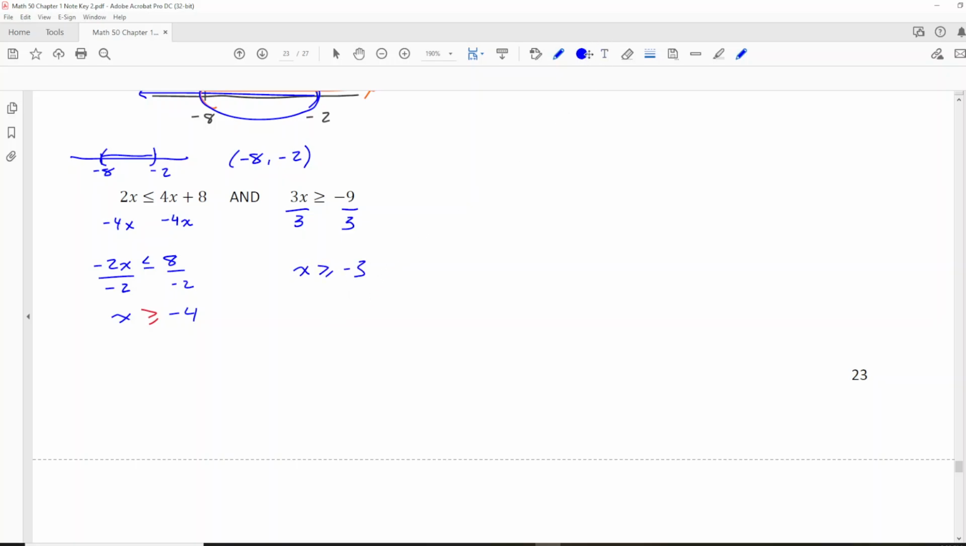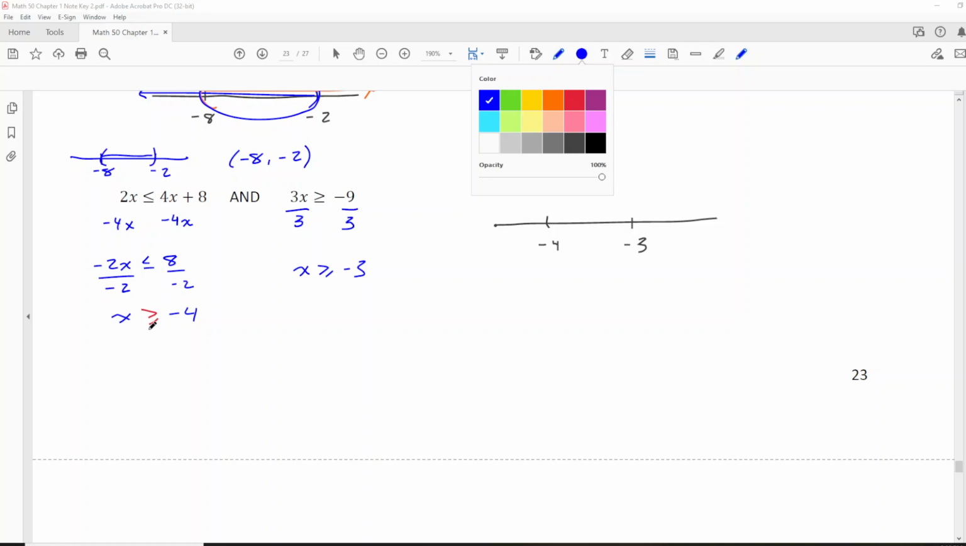Then I like to graph my solution. It's the only way I can see my compound inequality. So what's the smaller number? -4, bigger number -3, and I'm going to graph them separately. So x is greater than or equal to -4. I need to remember my square bracket, and greater than is to the right.